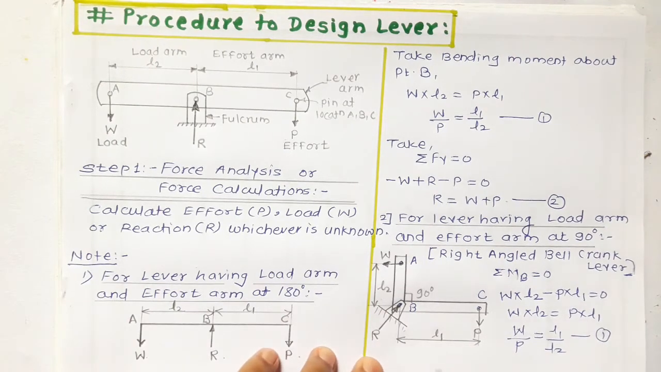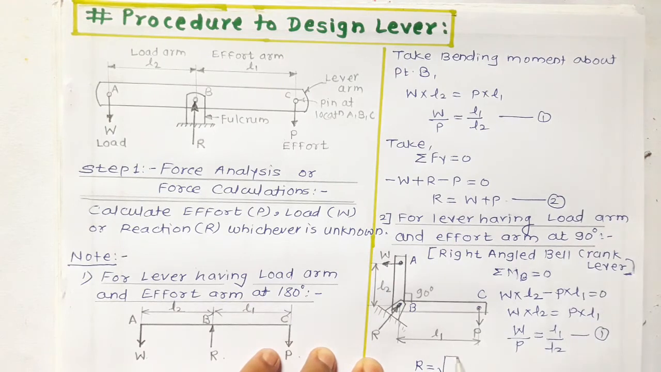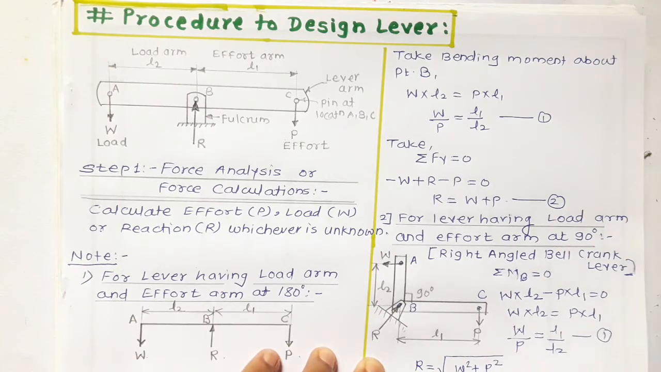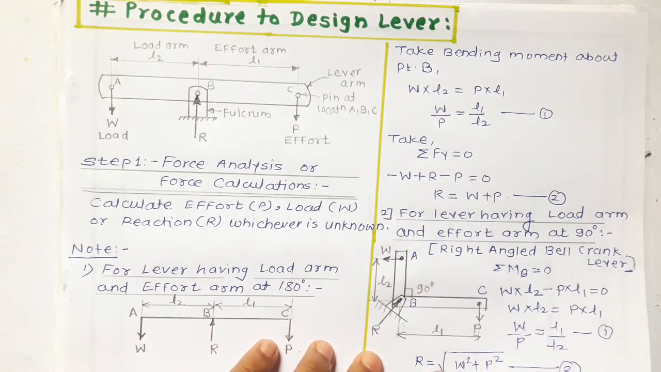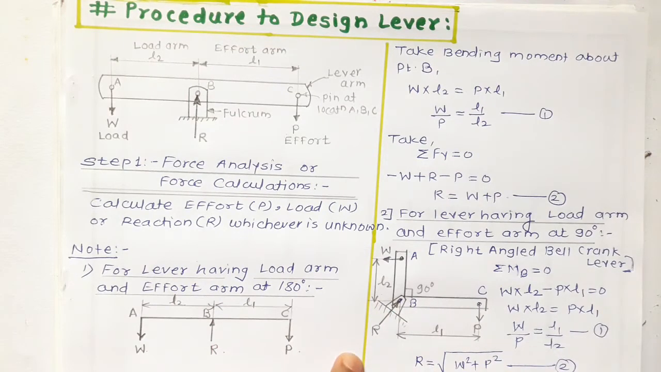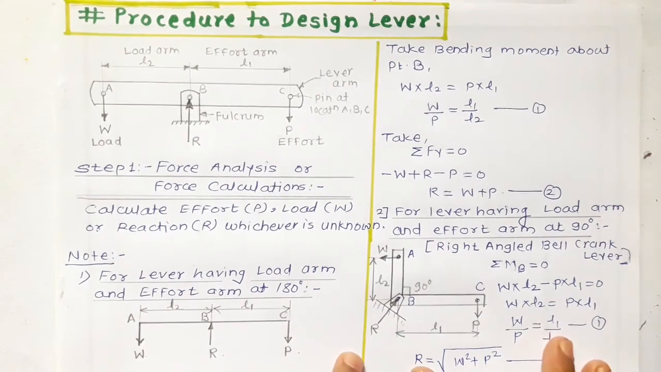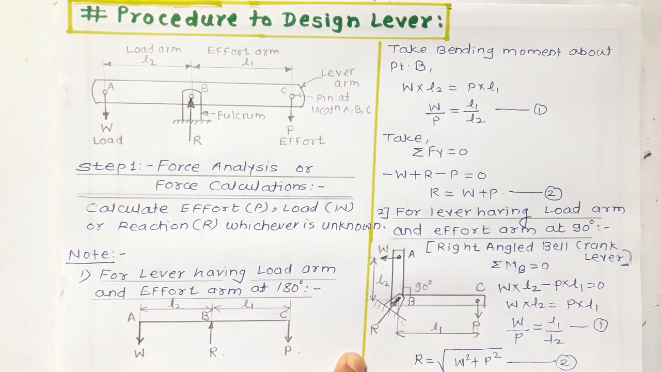R is equal to, the reaction at fulcrum can be calculated using this equation: R is equal to under root W square plus P square. So this is the second equation which we can use to find out reaction at fulcrum. So we can note these two equations to find out first P or W and second R, that is reaction at fulcrum.